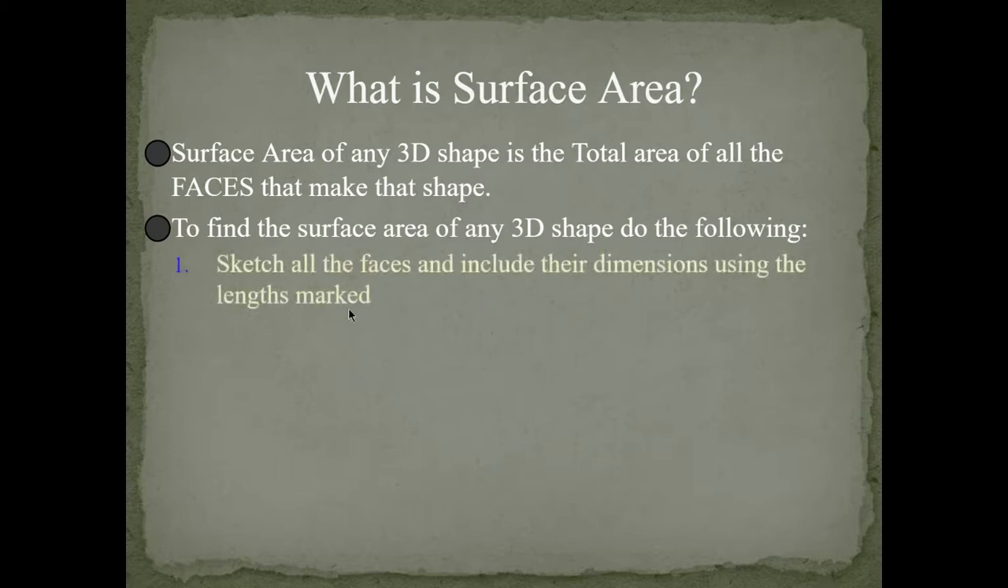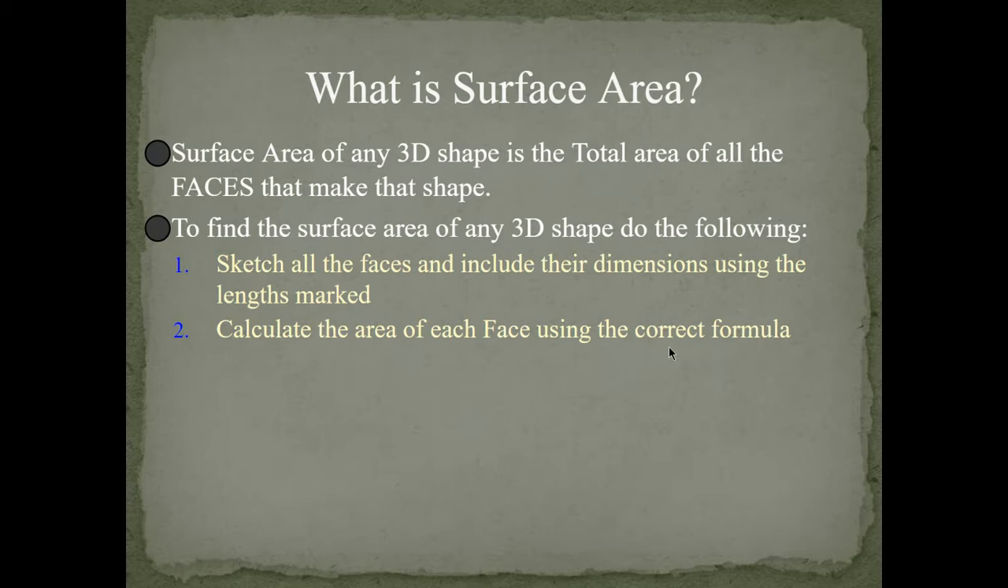First of all, sketch all the faces and include their dimensions using the lengths marked. They don't have to be accurately drawn, it's just to help you see what values you're going to have to use with the formulae. Then calculate the area of each face that you have drawn using the correct formula from the work that we did last week.